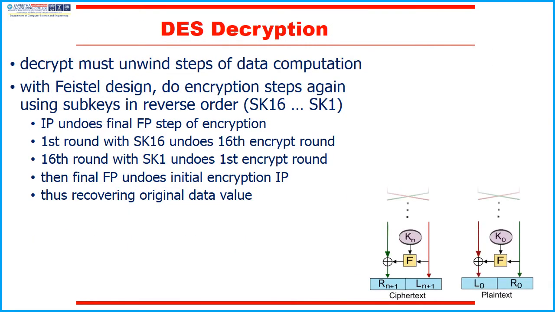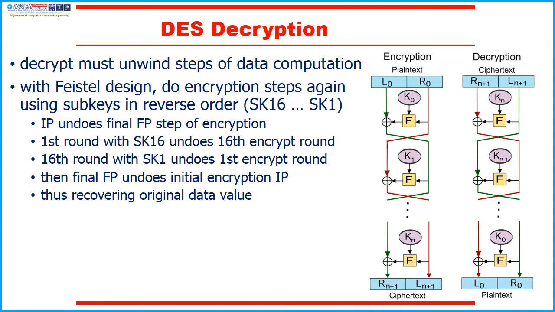DES decryption does the reverse process of DES encryption. As with any Feistel cipher, DES decryption uses the same algorithm as encryption, except that the subkeys are used in reverse order, from SK16 to SK1. If you trace through the DES overview diagram shown here, we can see that the decryption step going from top to bottom with the reversed subkeys undoes the equivalent encryption step moving from bottom to top.